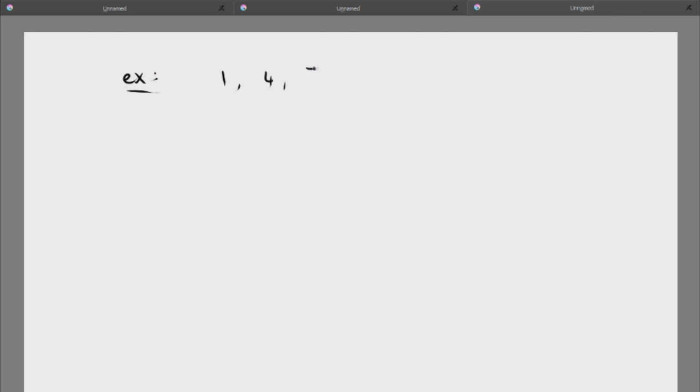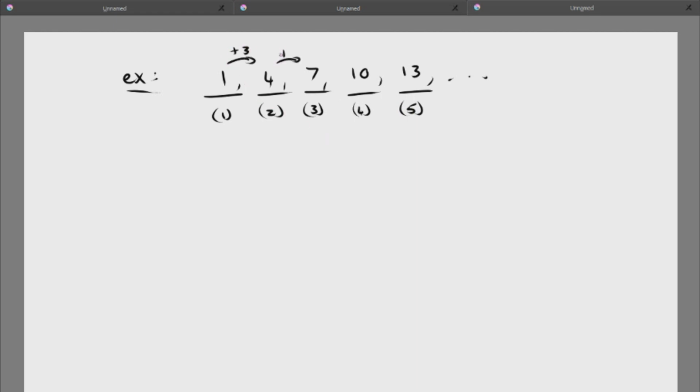1, 4, 7, 10, 13 as an example that we can look at. And they occur in positions 1, 2. I like to put brackets around my position so I don't get confused. What's the actual sequence and what is the position? And our obvious pattern is to add 3 every time, of course.